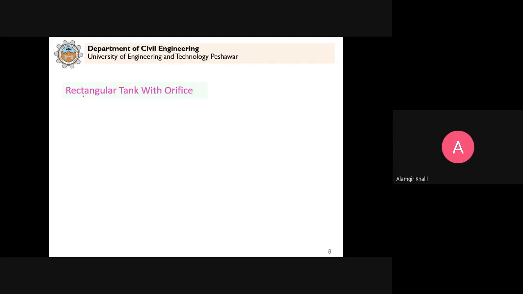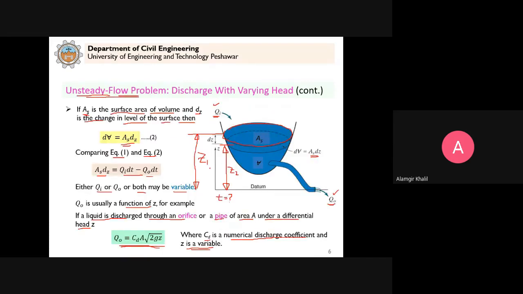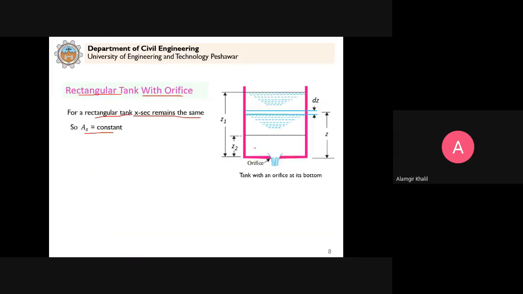So let us apply this to a case. We have a rectangular tank with an orifice. So now we consider a rectangular tank. The cross section is uniform, so for a rectangular tank, the cross section remains the same. That is why As is constant. Clear? In the previous case, what was the cross section? It was changing, a general case. So for a general case, we say that As is a function of Z. But now we simplify for this case, that As is constant. It means that it is not changing with respect to Z.